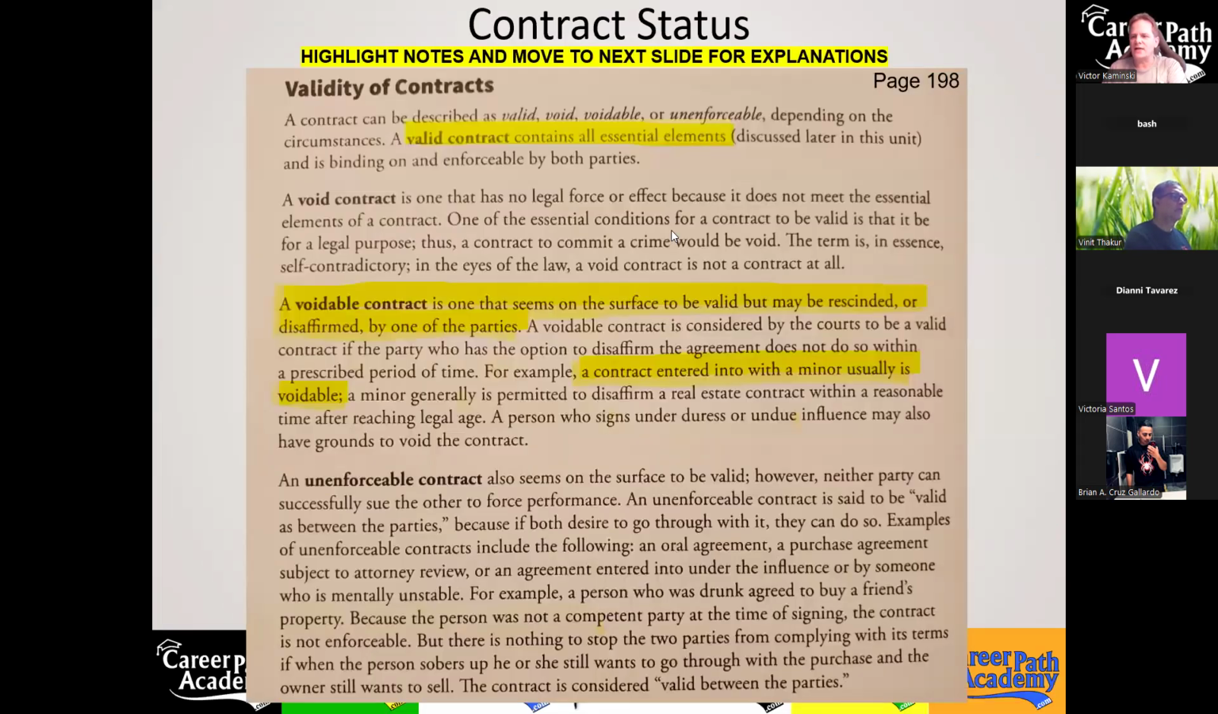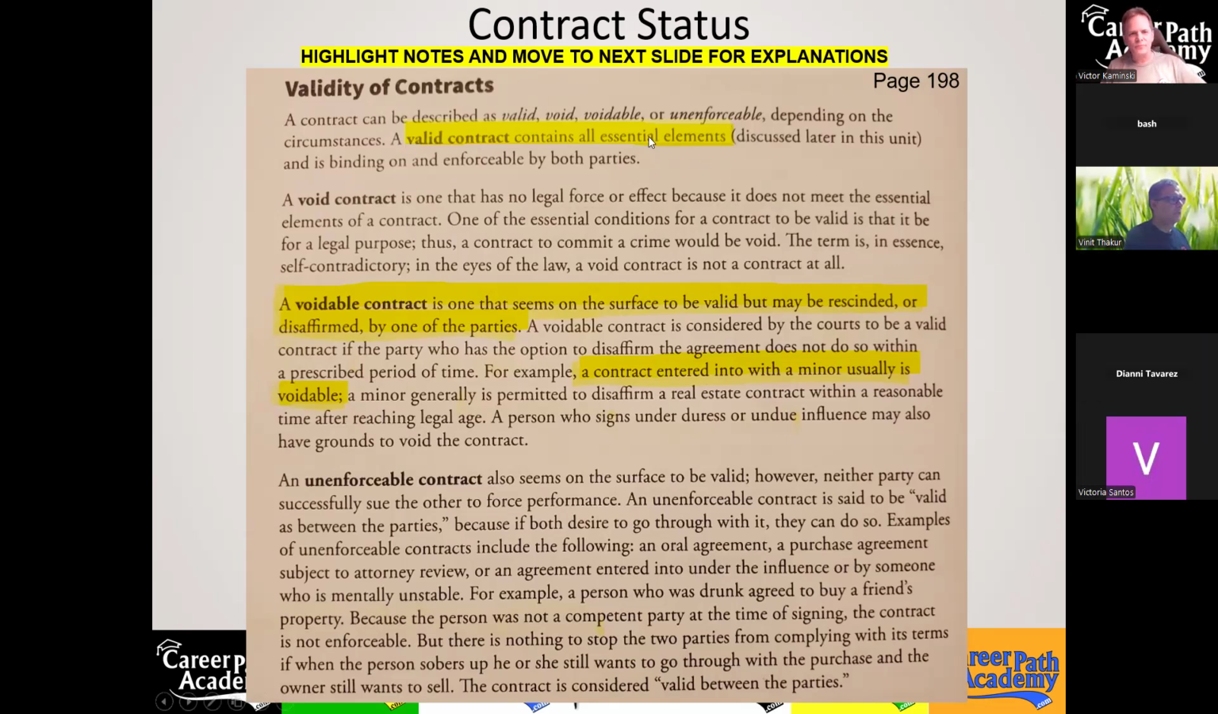So, validity of contracts. Contracts can be valid, voidable, unenforceable, and void. You guys all heard the terminology in your lives before, right? Before you ever took a real estate class. These are all terms that are heard in everyday life at some point. Maybe not, but we've heard them before.